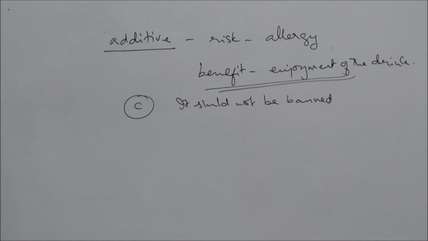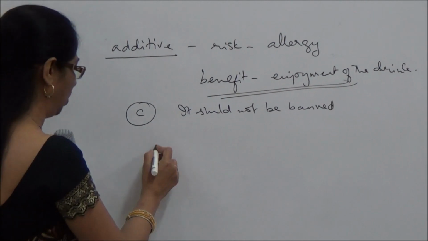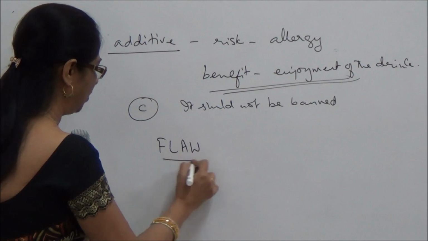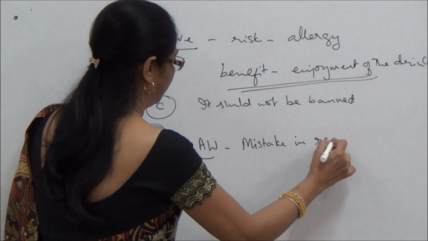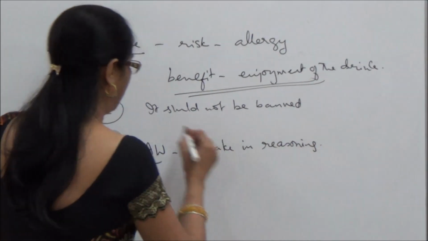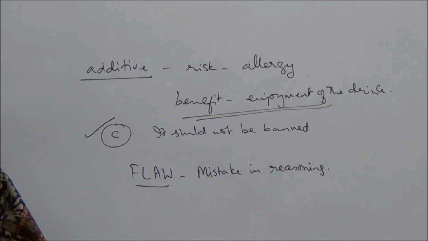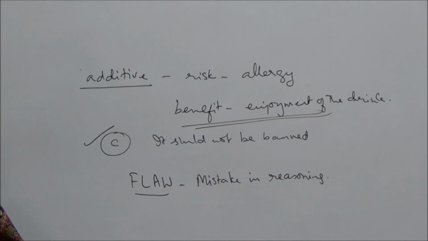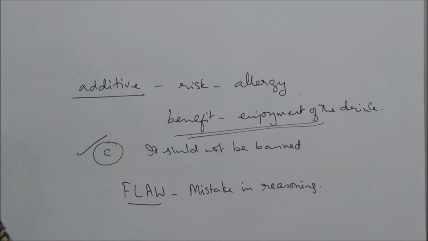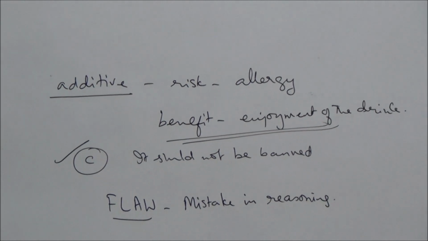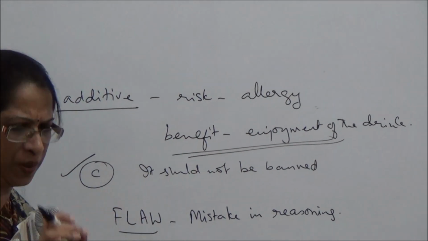Now the question is, a flaw in the argument is that the author. Now we are asked to find out what is the flaw in the argument. What is the flaw? It's a mistake in reasoning. The conclusion reached is the dye should not be banned because its benefits outweigh its risks. Now the point is, when do you ban an additive? Based on the health-related risks. But here, there is a health-related risk. There is an allergic reaction among a few people.